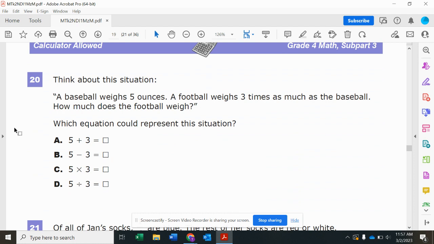Question 20. Think about this situation. A baseball weighs 5 ounces. A football weighs 3 times as much as the baseball. How much does the football weigh? Which equation could represent this situation?